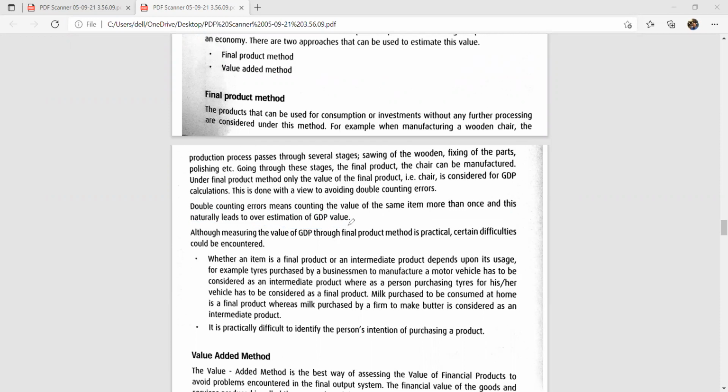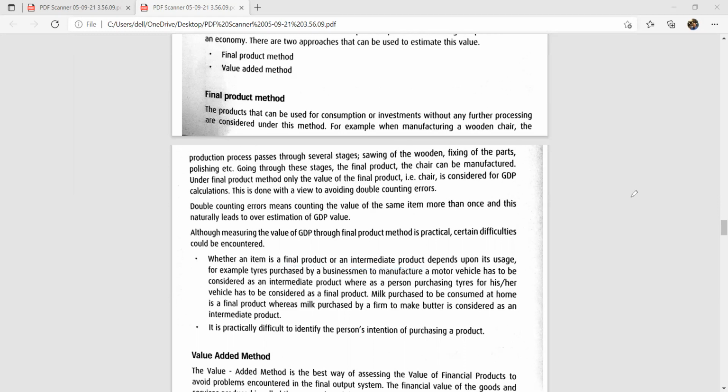Although measuring the value of GDP through the final product method is practical, certain difficulties could be encountered. One is deciding whether an item is a final product or an intermediate product. So it's quite difficult to realize whether it is a final product or intermediate. For example, sugar is a final product sometimes and sometimes intermediate, like that.